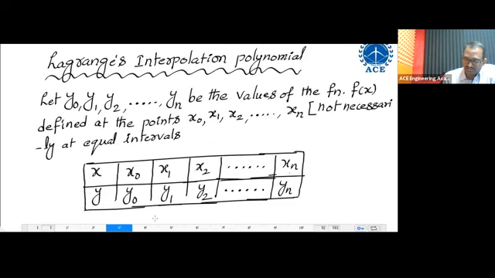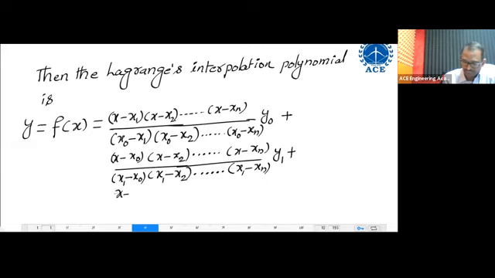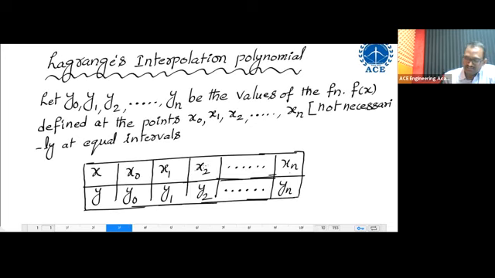You are writing the third term. Assume that the third term has been deleted. Numerator: x minus x naught, x minus x1, and so on. Denominator: you are writing the third term, no? So the denominator is third term minus first term into third term minus second term into third term minus fourth term, and so on, into third term minus last term.